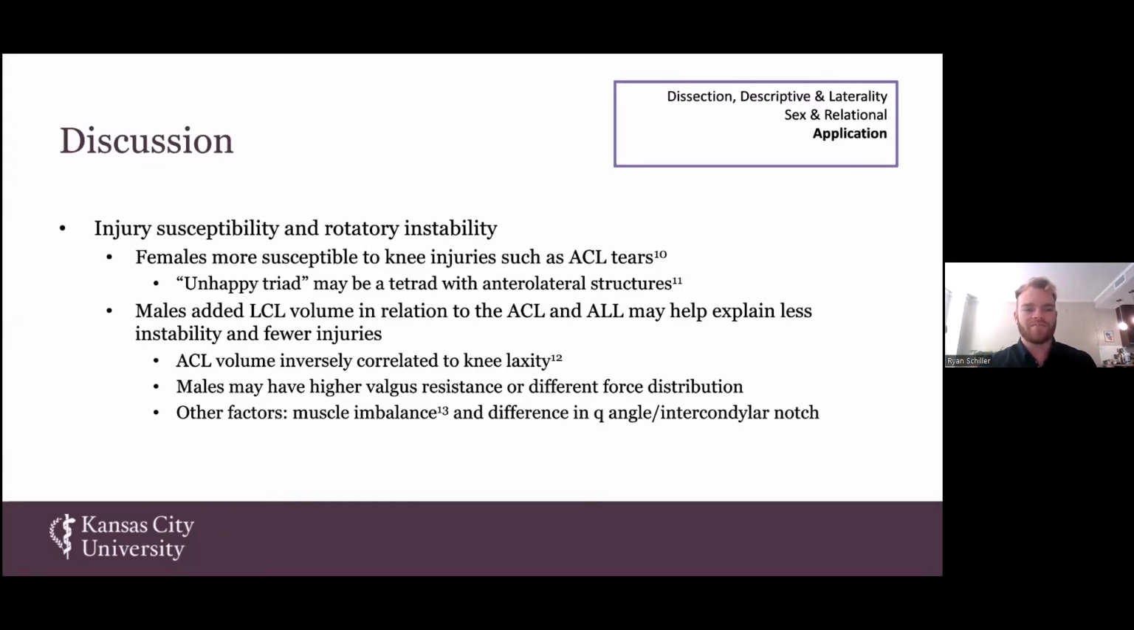Other factors that have been attributed to such differences as what we're describing here have been muscle imbalance between males and females, as well as a difference in the quadriceps angle and anatomy of the intercondylar notch.